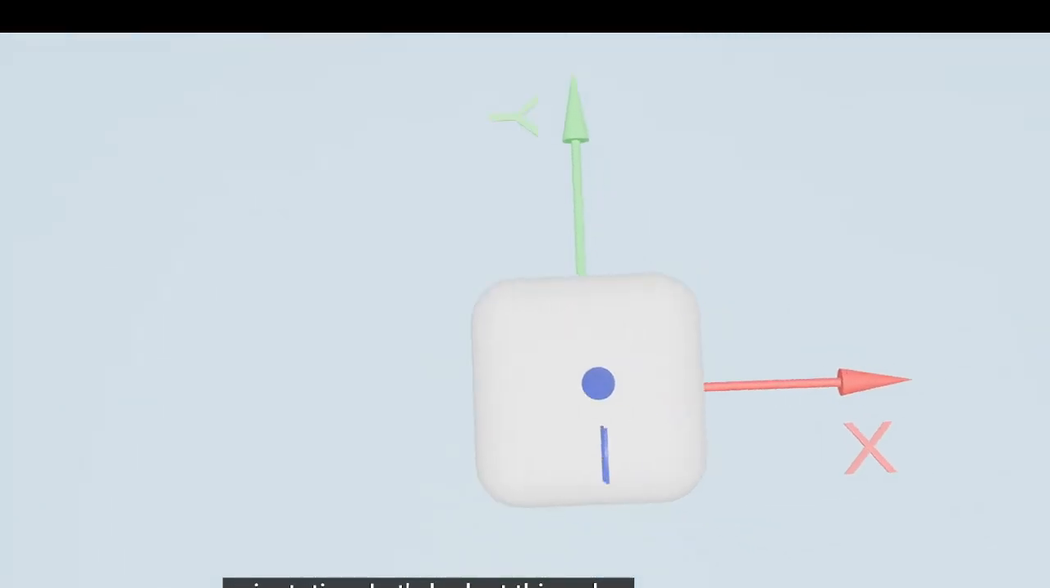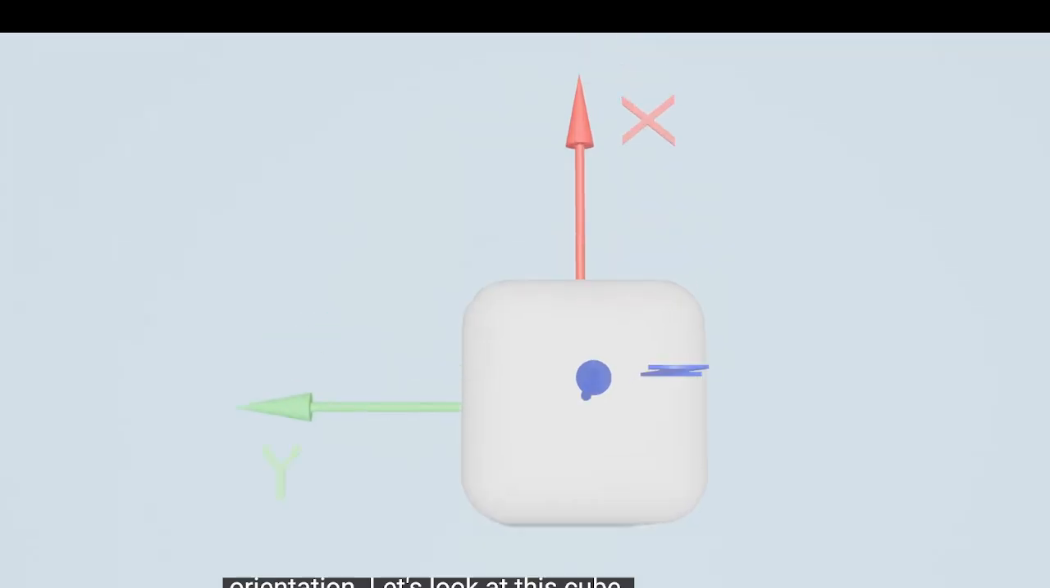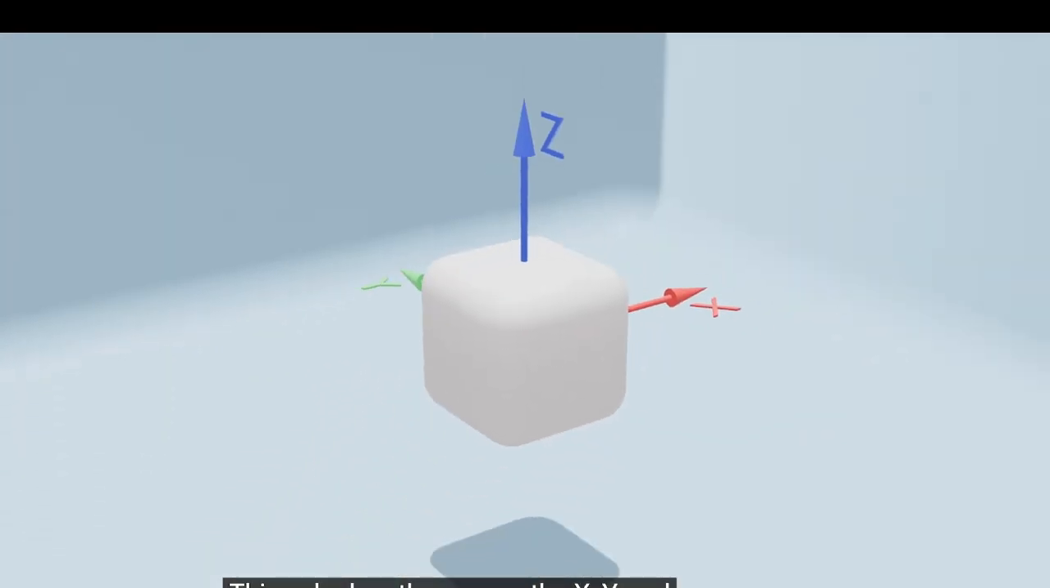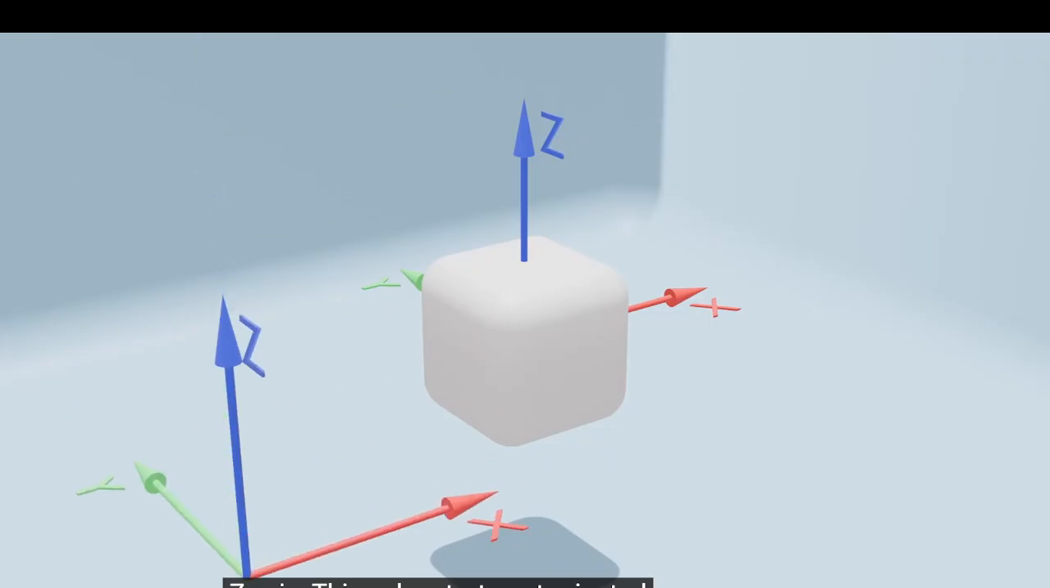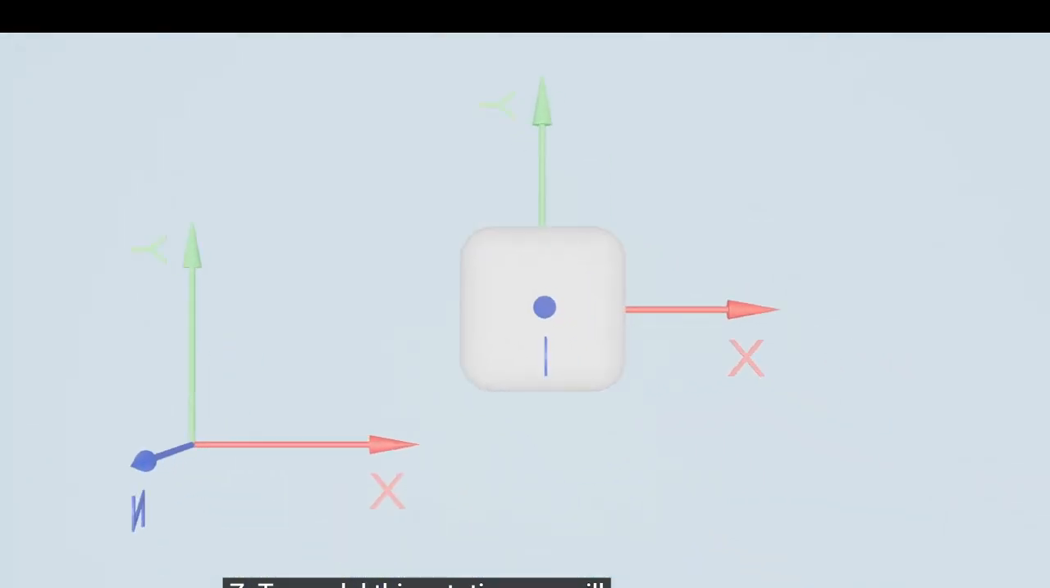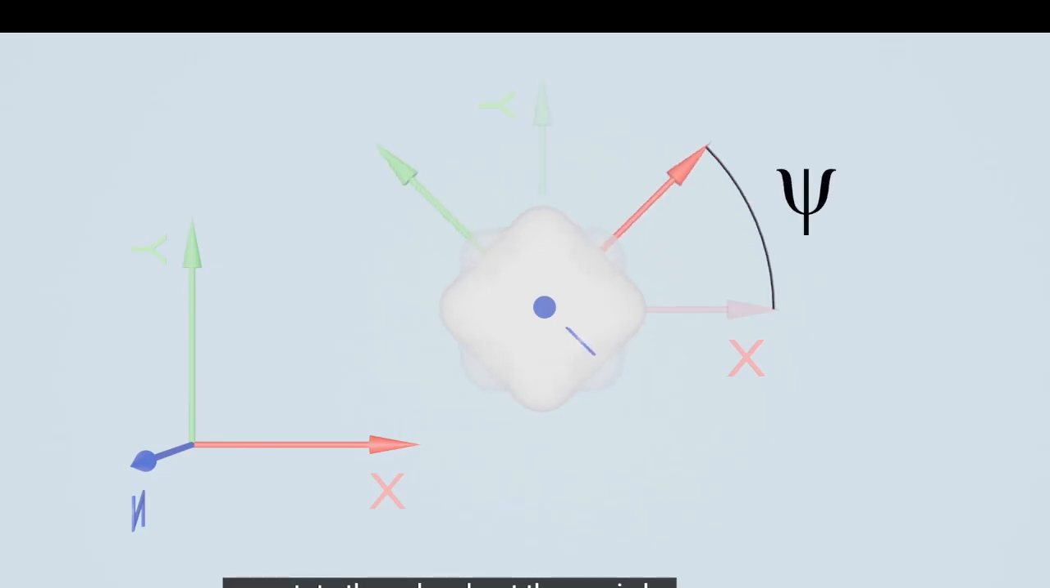This cube has 3 axes, the X, Y, and Z axis. This cube starts out oriented with the world reference frame X, Y, and Z. To model this rotation, we will follow a Z, Y, X rotation sequence. First, we rotate the cube about the Z-axis by some angle psi. When we do this, notice that the X and Y axes of the cube have been rotated by psi, creating new local axes X' and Y'.